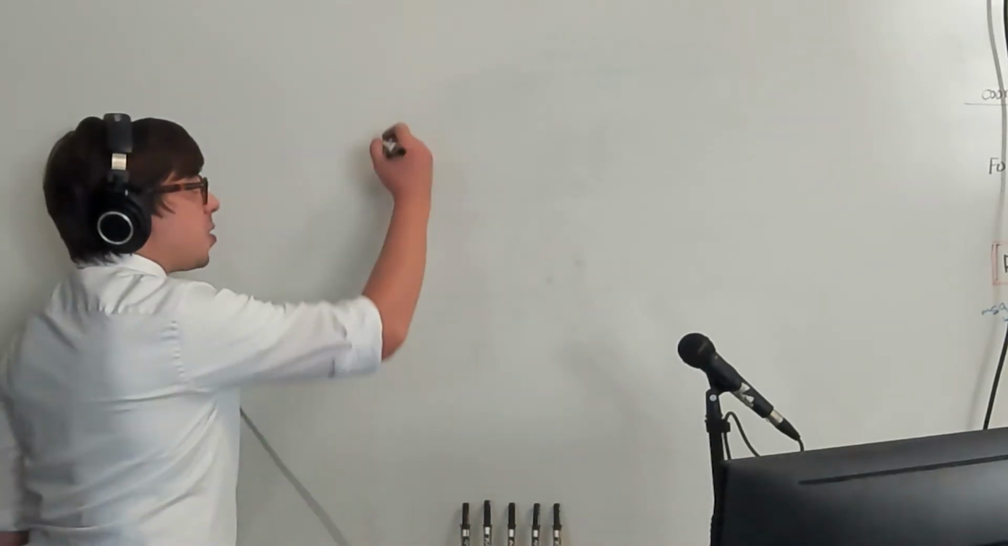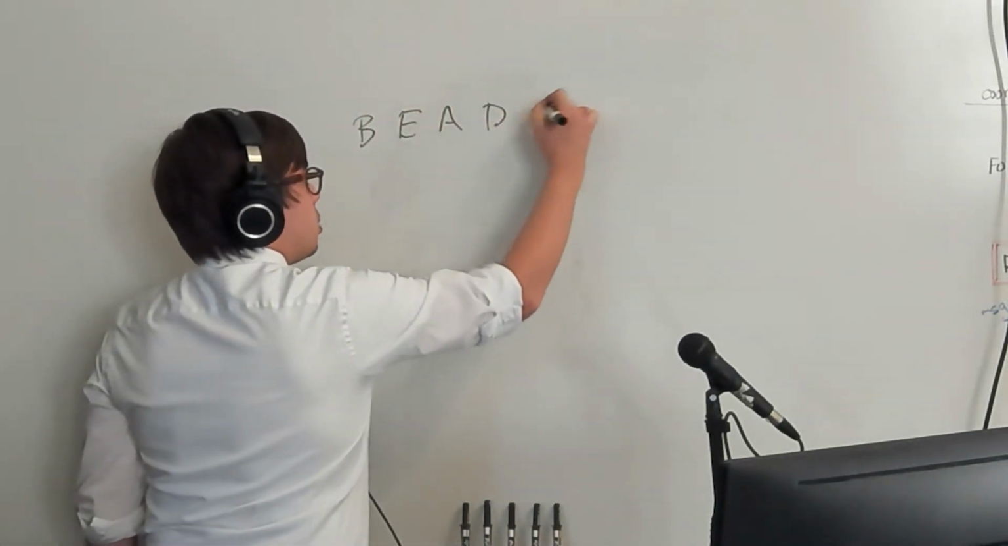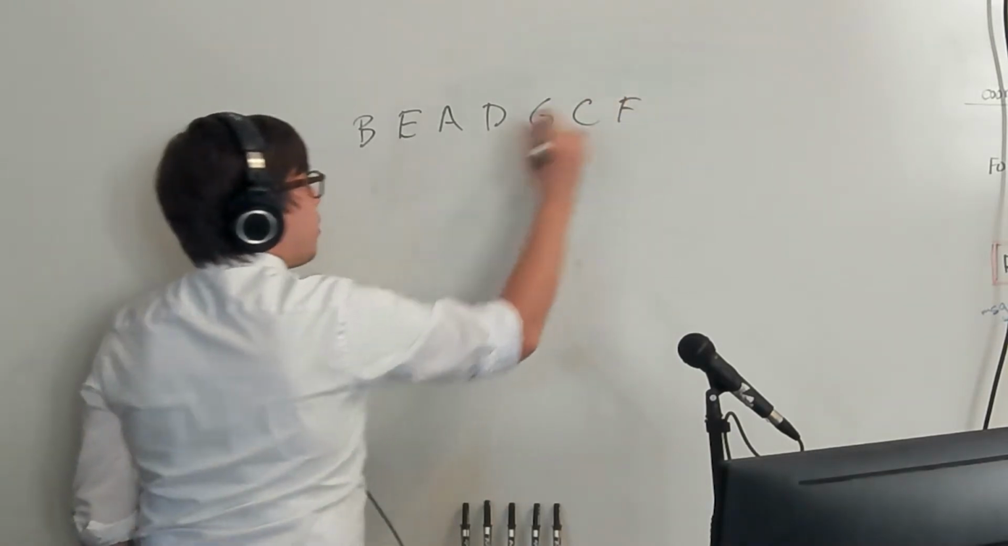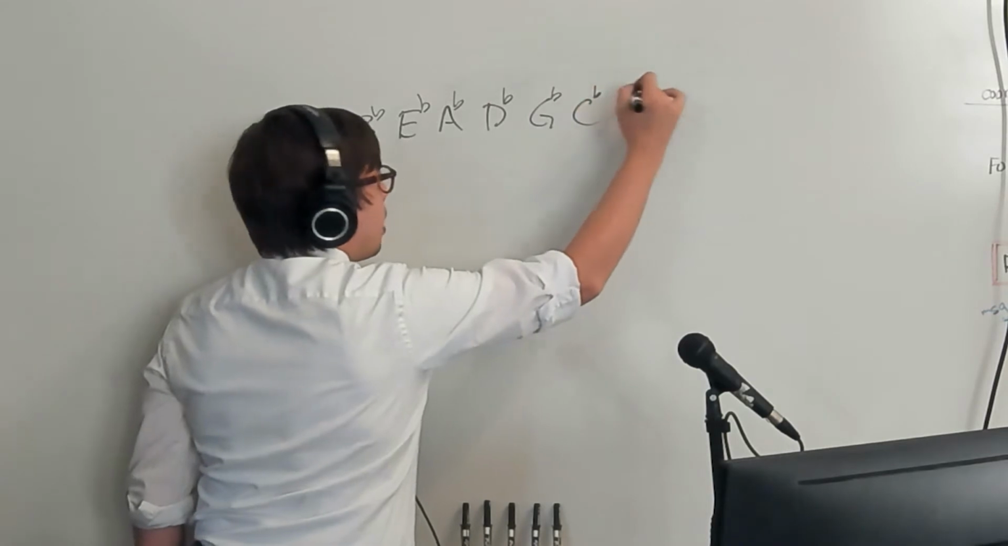All right, we're going to go over how to find our keys, and what we use is called the circle of fifths or fourths, and this is based on our flats and sharps patterns that we've talked about before in class. So remember, our flats pattern is B, E, A, D, G, C, F, or bead, greatest common factor.